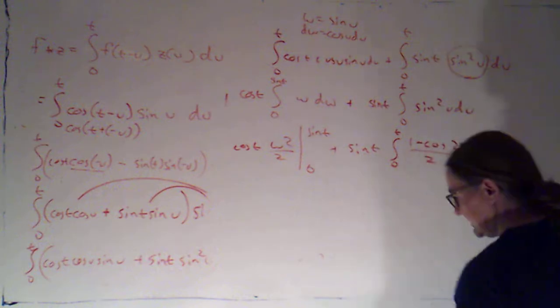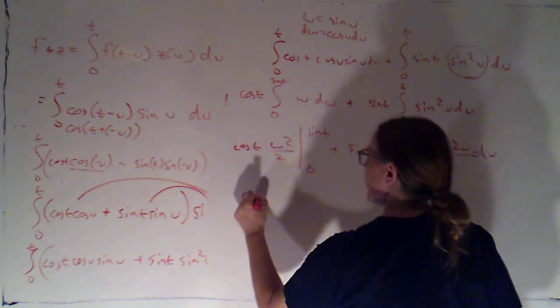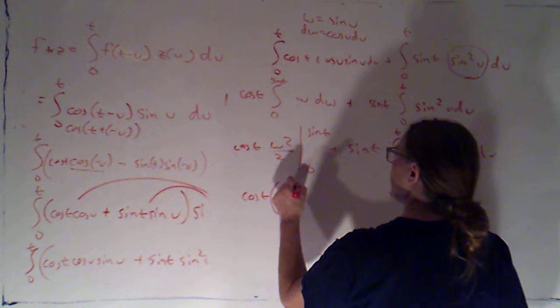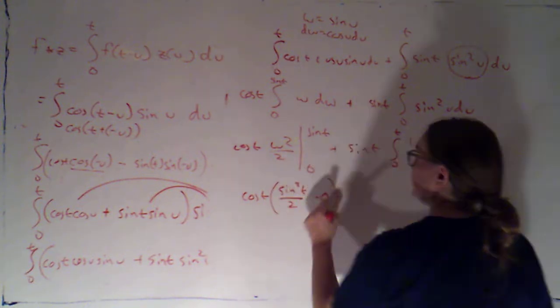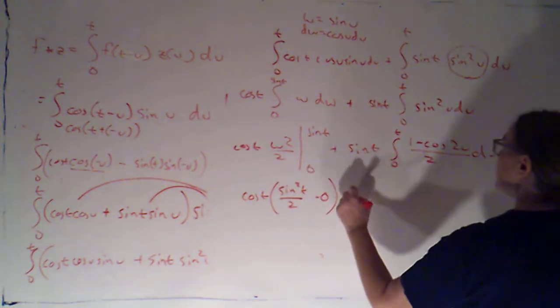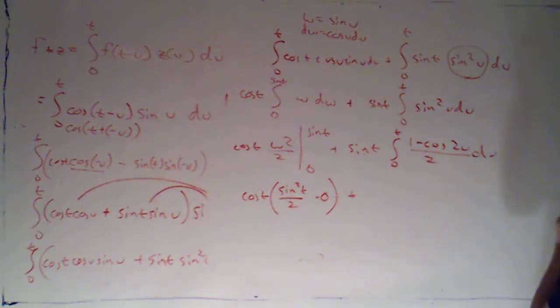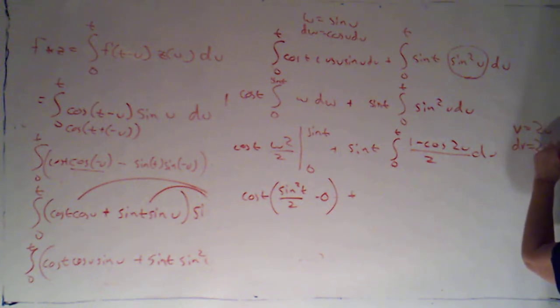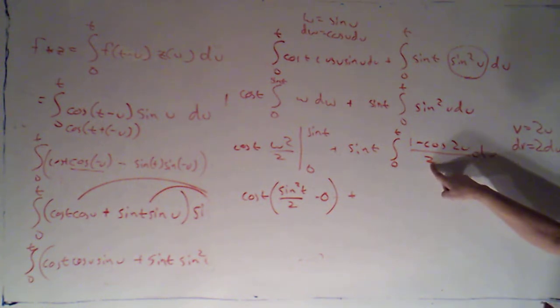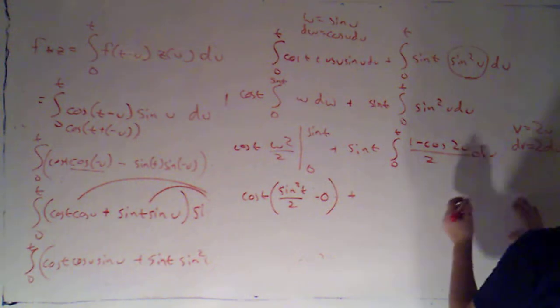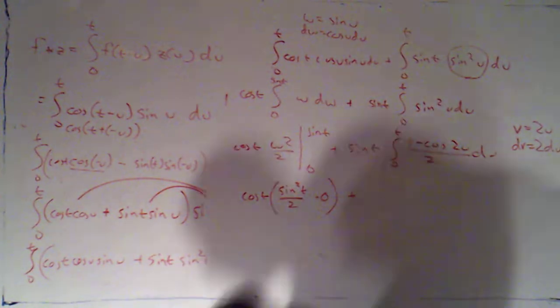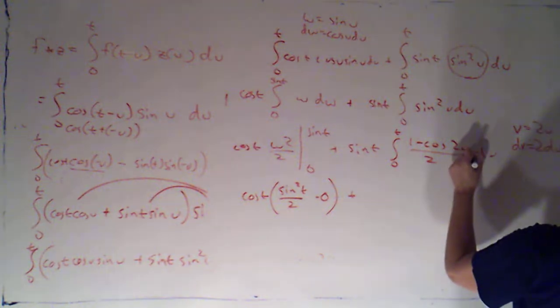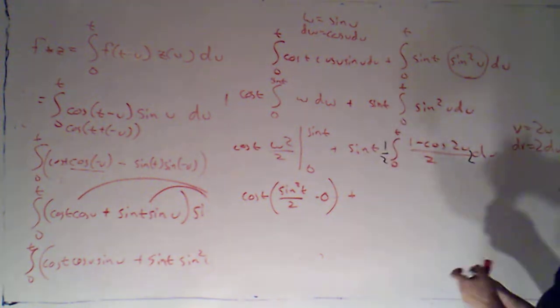All right. So for this one, I'm going to get cosine of t times sine squared t over 2 minus 0. Plus here, now I'm going to do a quick substitution. Let's see, what letters have I not used? I haven't used v yet, so we'll use v. Let's let v equal 2u. Then dv is 2 du. That's a 2 on the bottom. That's not helpful. So I'm going to introduce a 2 on the inside, counterbalanced with a 1/2 on the outside.